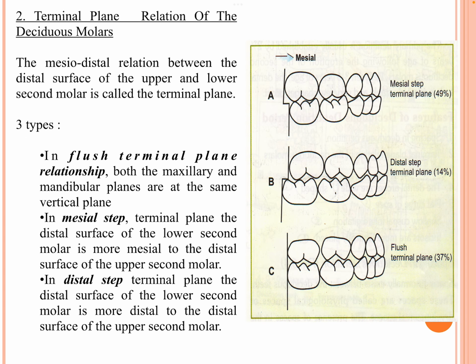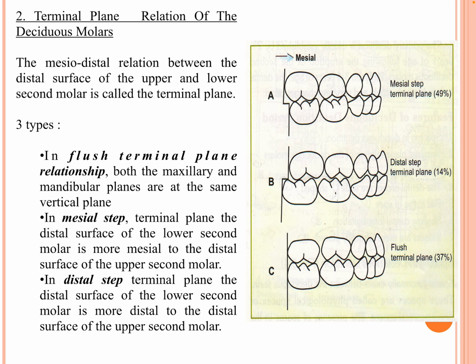Second is the terminal plane relation of the deciduous molars. The mesiodistal relation between the distal surfaces of the upper and lower second molars is called the terminal plane. It is of three types: the flush terminal plane, the mesial step, and the distal step. In flush terminal relation, both the maxillary and mandibular planes are in the same vertical plane.